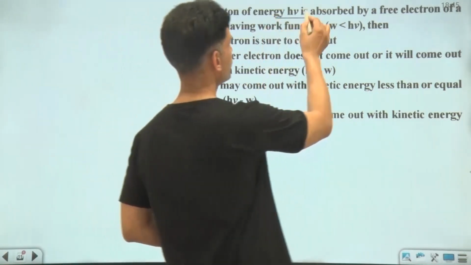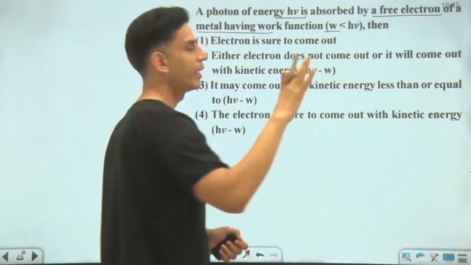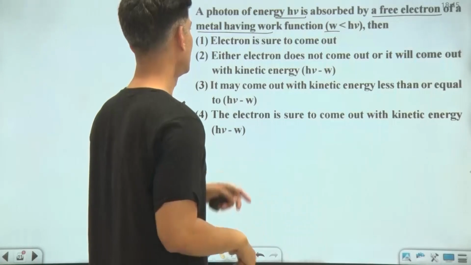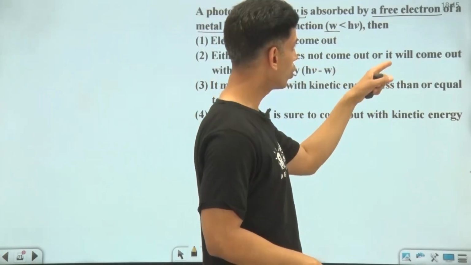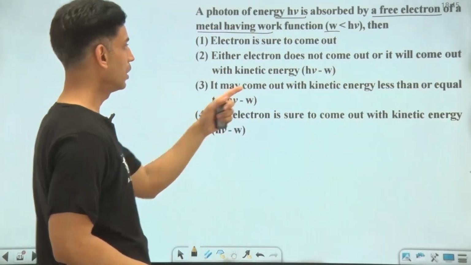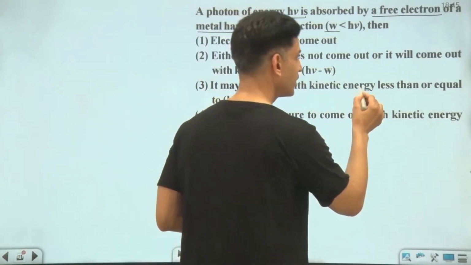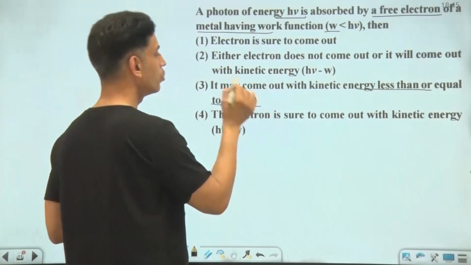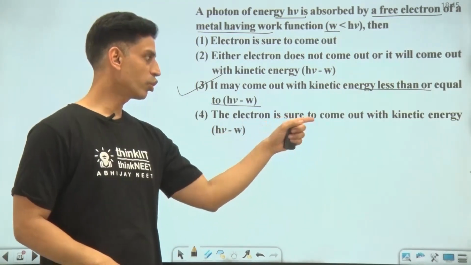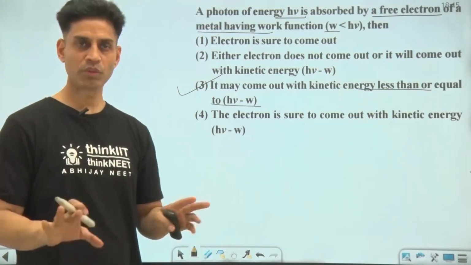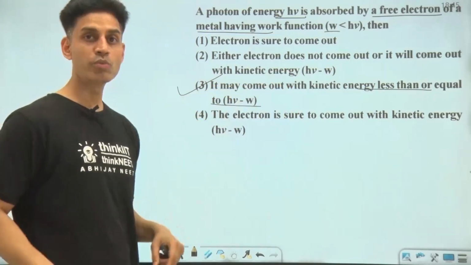A photon of energy h mu is absorbed by a free electron of a metal having work function W, and W is less than h mu. Then the electron is sure to come out? Either the electron does not come out or it will come out with kinetic energy h mu minus W. It may come out with kinetic energy less than or equal to h mu minus W is the correct answer. Electron is sure to come out with kinetic energy h mu minus W? No, it's not like this. So it may come out with kinetic energy less than or equal to h mu minus W.